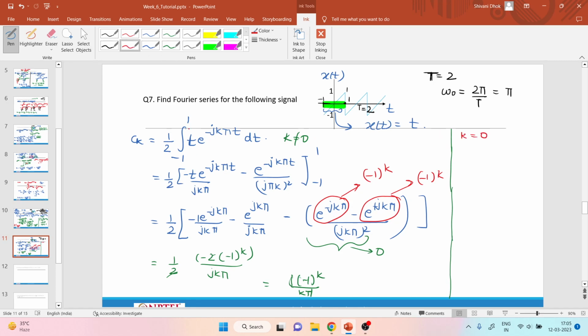then in that case this term goes to 1. So my c0 is simply 1 by 2 integral from minus 1 to 1 of t dt. Now this t is an odd function, and therefore this will go to 0. So c0 is equal to 0. Any doubts in this part?